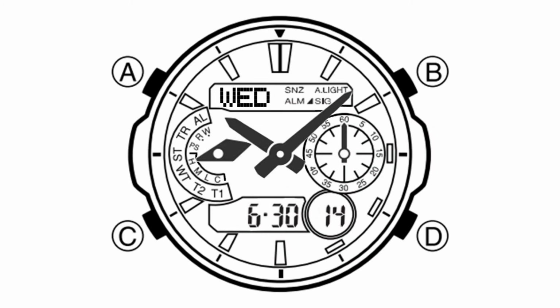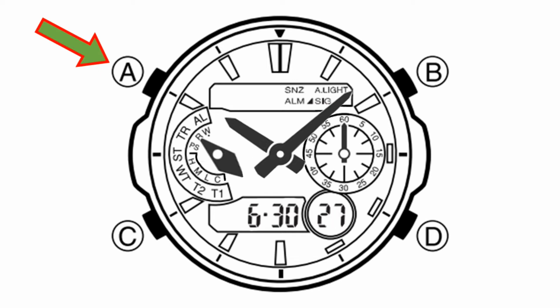We start in normal timekeeping mode. The lower display shows the date and the seconds. Press button A for about 5 seconds. Initially the word GET appears in the upper digital display, but after 2 seconds or so it goes blank and the left-hand dial moves to R.